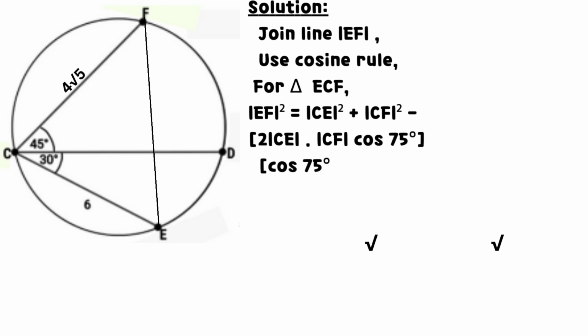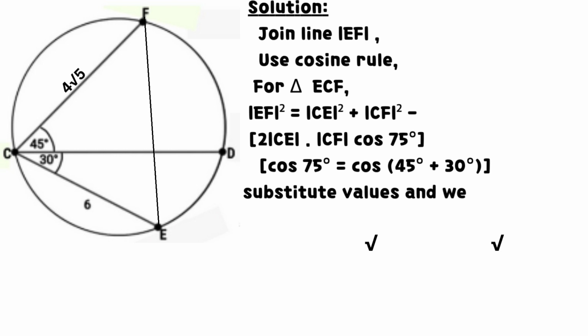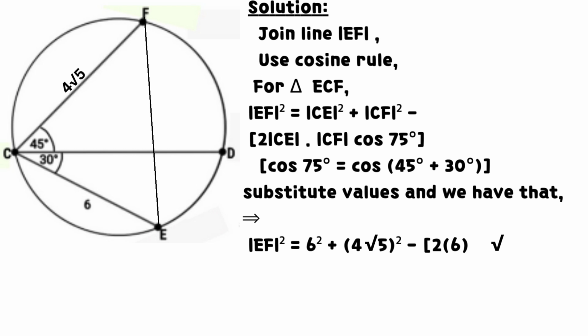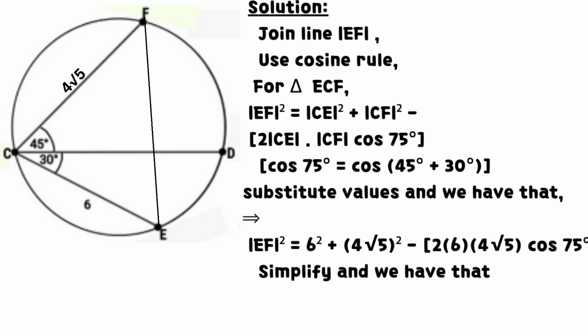For triangle ECF, the square of line EF equals the sum of the square of line CE and the square of line CF minus 2 times the product of line CE and line CF times cosine 75 degrees. Substitute values and we have that.